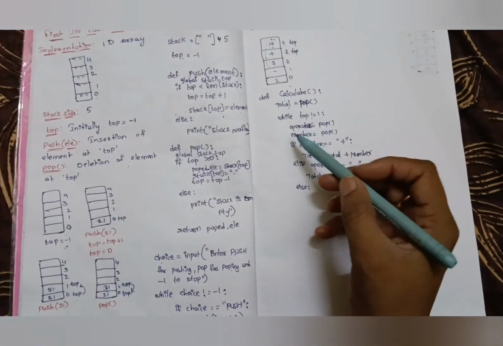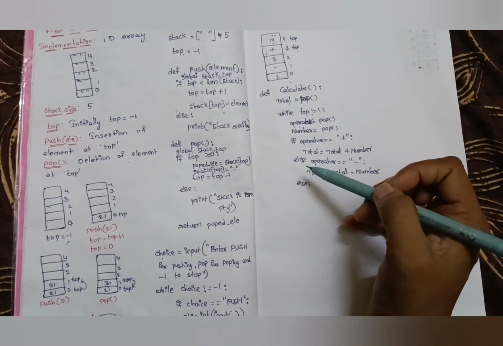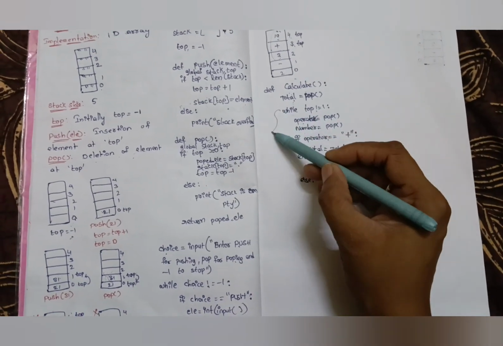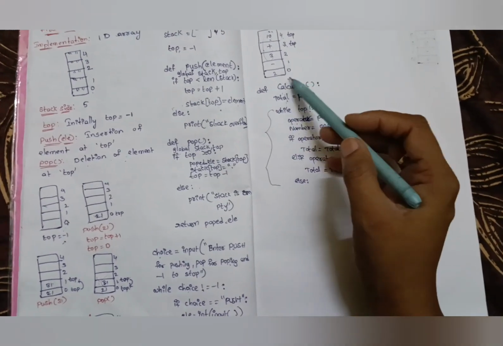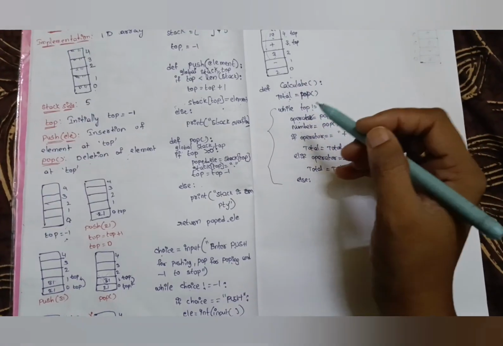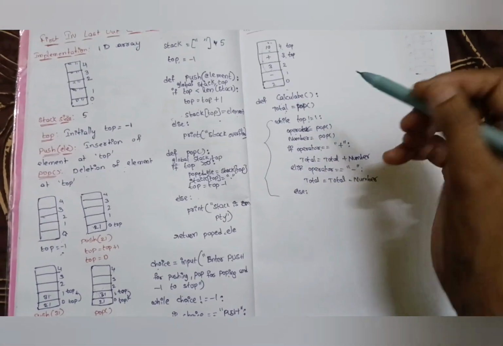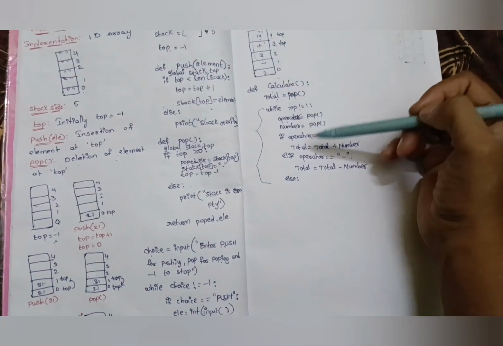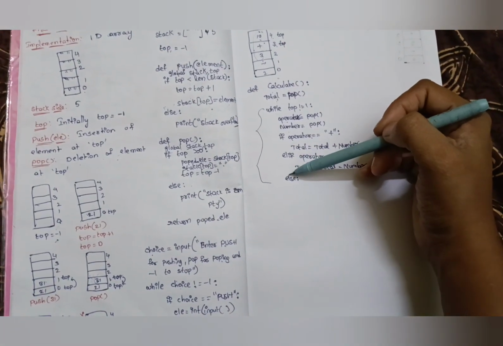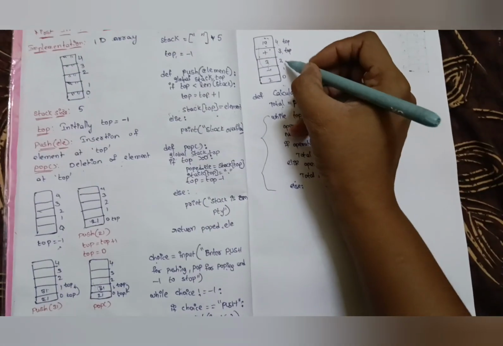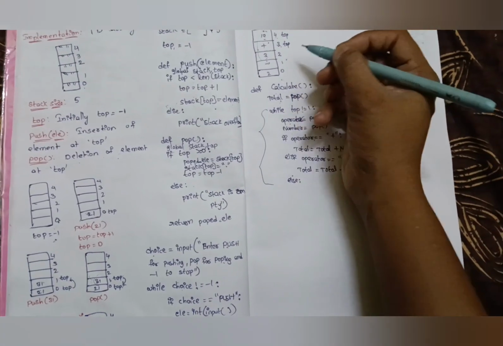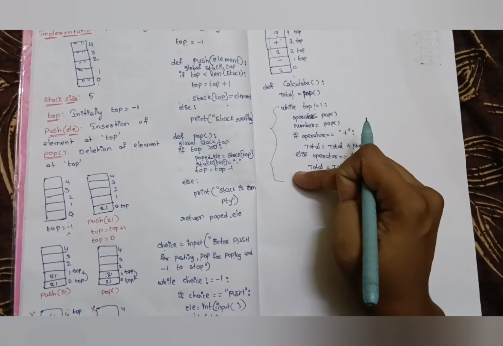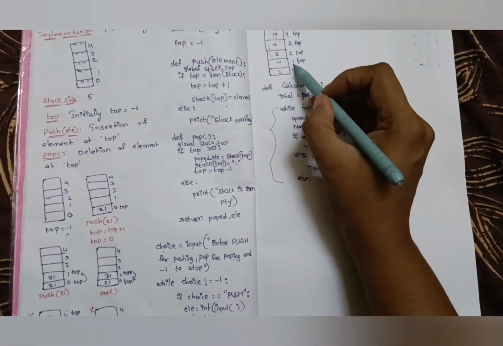After that it will iterate. This whole operation iterates till the top becomes -1. Let's go with the other part. Suppose we calculated 10 plus 3. Now the total is 13. Now the top will be here. After one iteration the top will be at the first index.